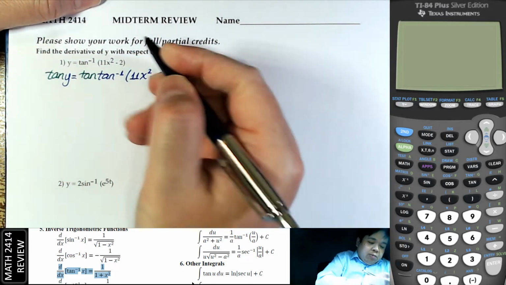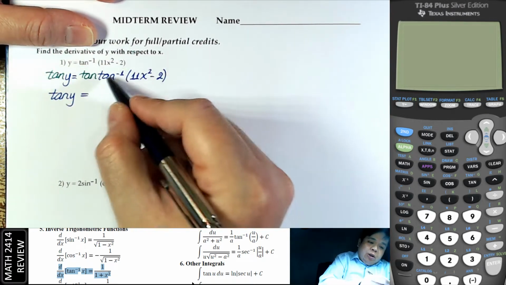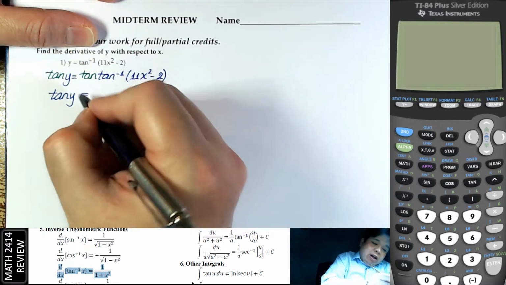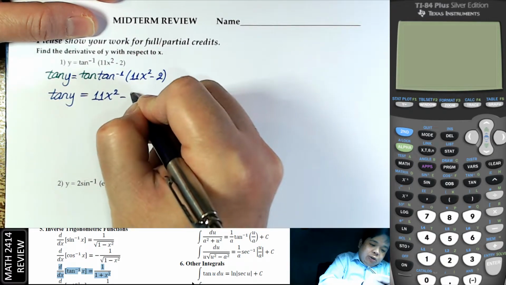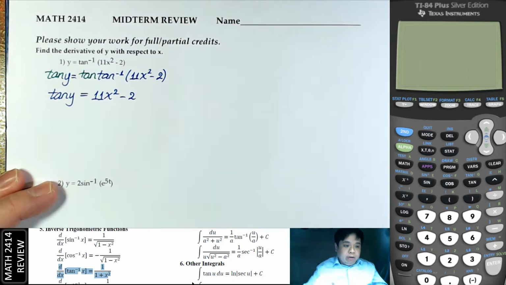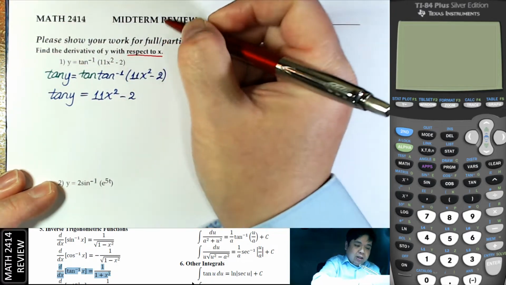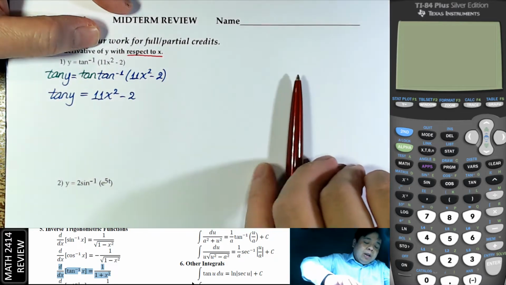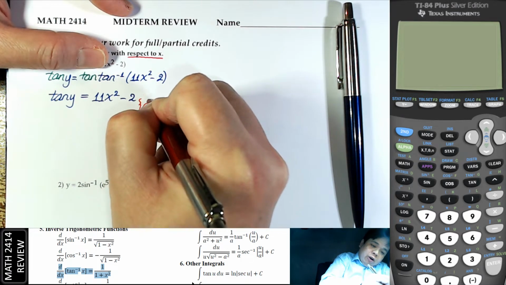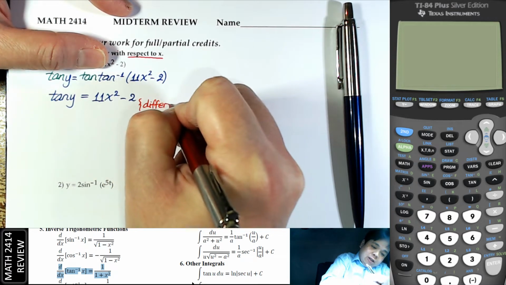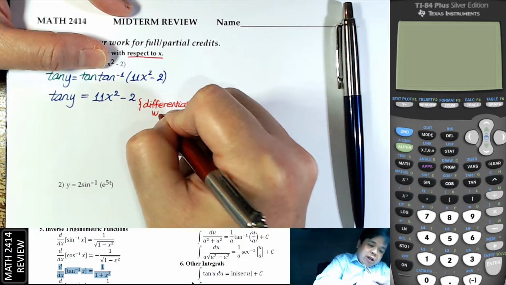So that gives us tangent of y equal to, that cancels out, 11x squared minus 2. Now we take the derivative with respect to x, and we assume y is a function of x. So differentiate with respect to x.